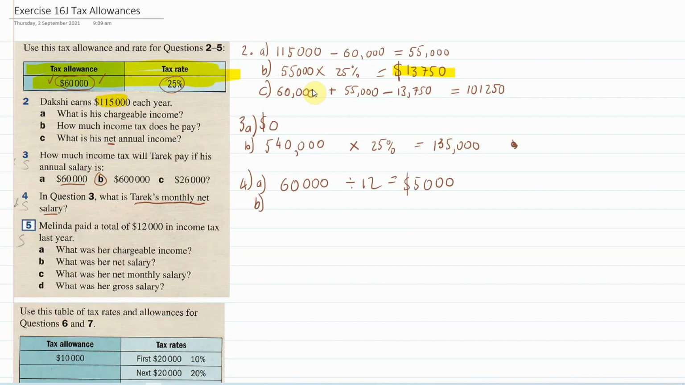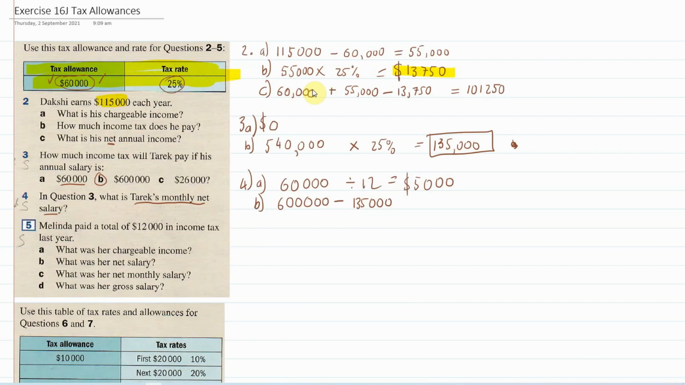Now, the second case, where he does pay tax, is going to be a little bit more complex. So we've got to work out how much money he will have after tax, first of all. So we go 600,000, which is his initial amount of money. Then we're going to subtract the tax that he pays, which is 135,000.